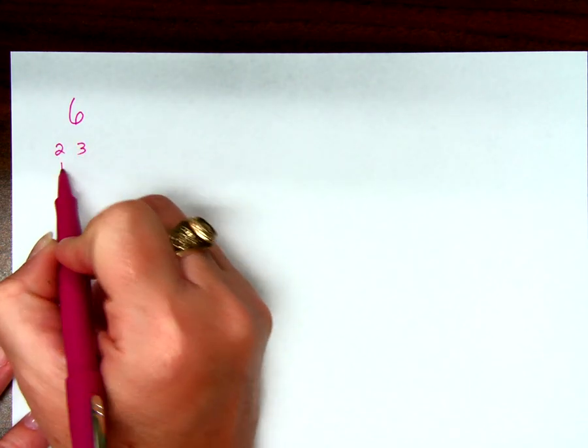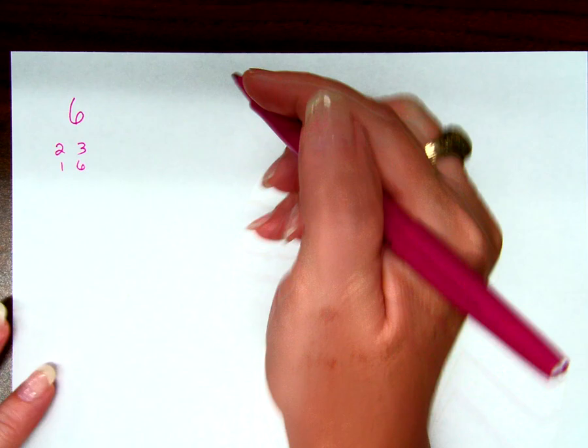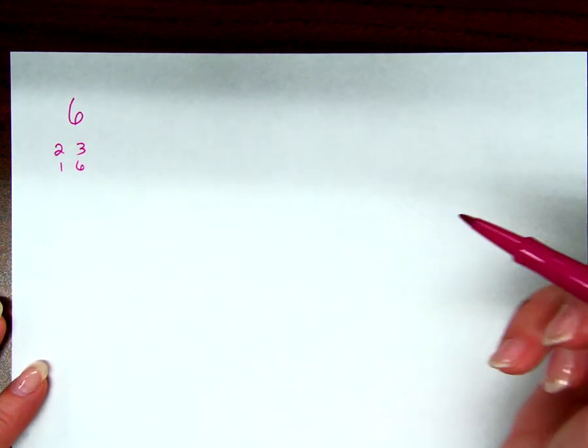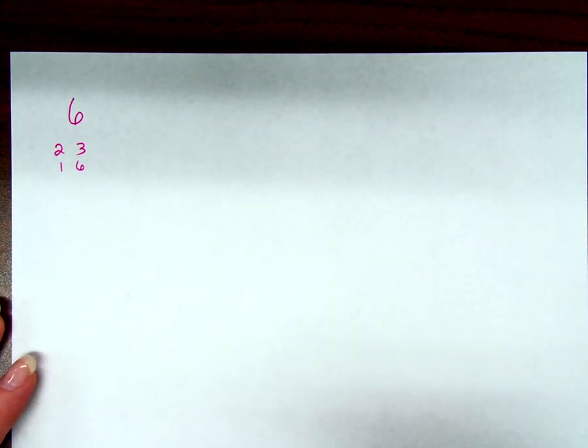1 and 3, 2 and 6. Okay? I think I said that wrong. I'm sorry. I wrote it right. 2 and 3 and 1 and 6. Okay? What about 12? 3 and 4, 2 and 6, and 1 and 12.